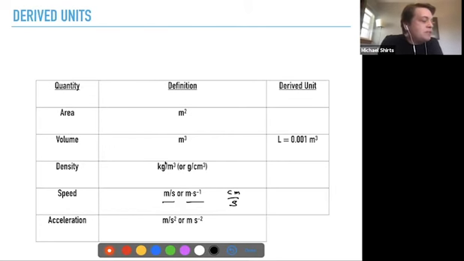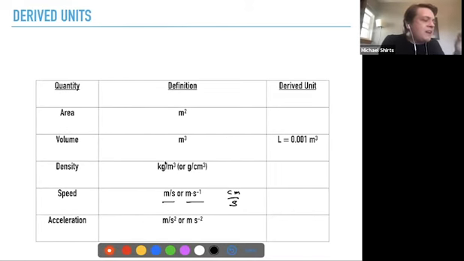Acceleration is going to be meters per second squared. How much velocity you're gaining per second. This most commonly comes up in gravitation. The gravitational constant had units of acceleration, how much an object is going to start accelerating towards the center of the Earth, about 9.81 meters per second squared.